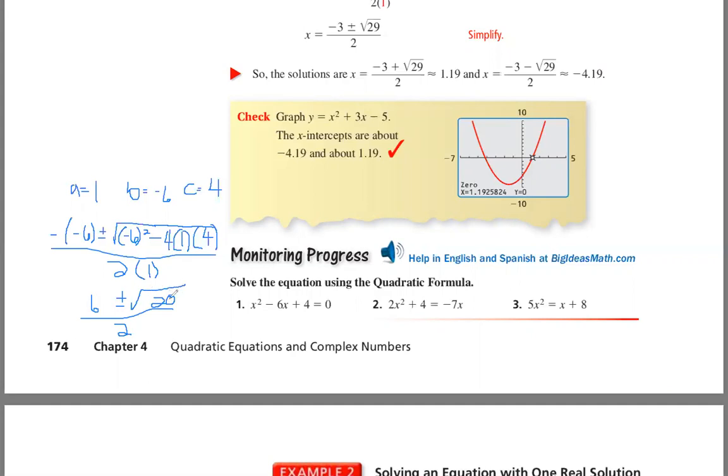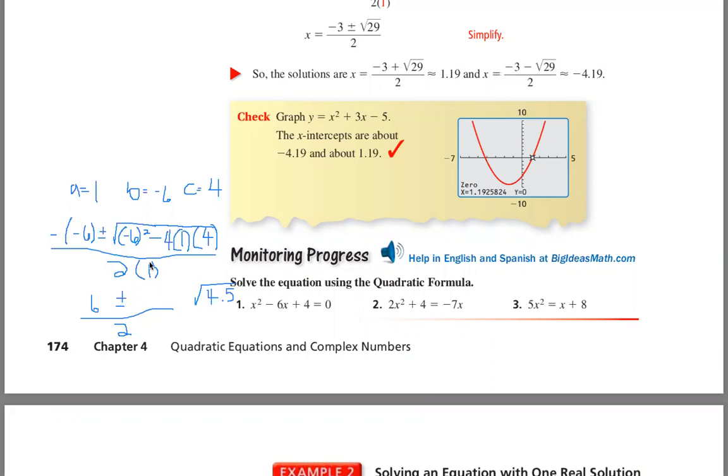Now, 20 can break down, so I think they are going to break these down. Remember, whenever you break this down, you're just trying to find two numbers that go into 20, where one of them is a perfect square. So, for example, if I take 20 and break it down, that'd be 4 times 5. Now, what's the square root of 4? You're going to say 2. I'm going to erase that 20 now because I just broke it down.